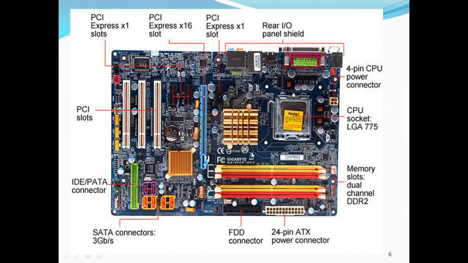So this is an illustration of a motherboard. Here you can see how these bus standards are located. There's a PCI Express. These are different PCI standards. Then a rear IO panel shield is there. Then the CPU power connector is there. Then the CPU socket is there. Different memory slots you can see. Then this is an FDD connector, and this is a power connector. The SATA connection, right? So the IDE connector is there. Then these are the PCI slots.